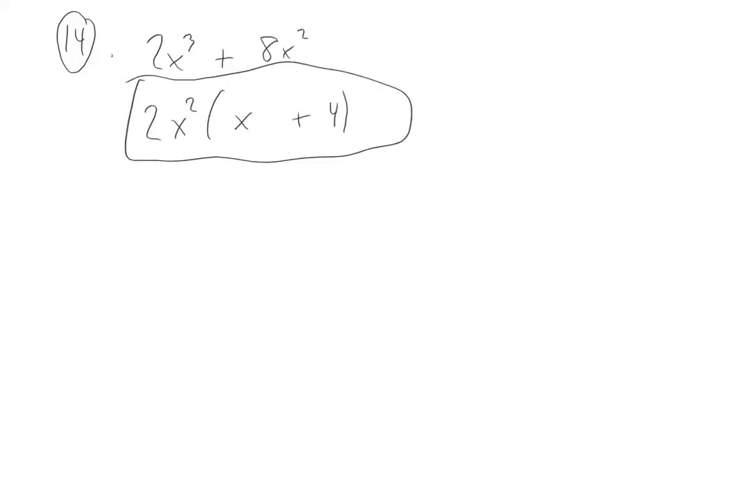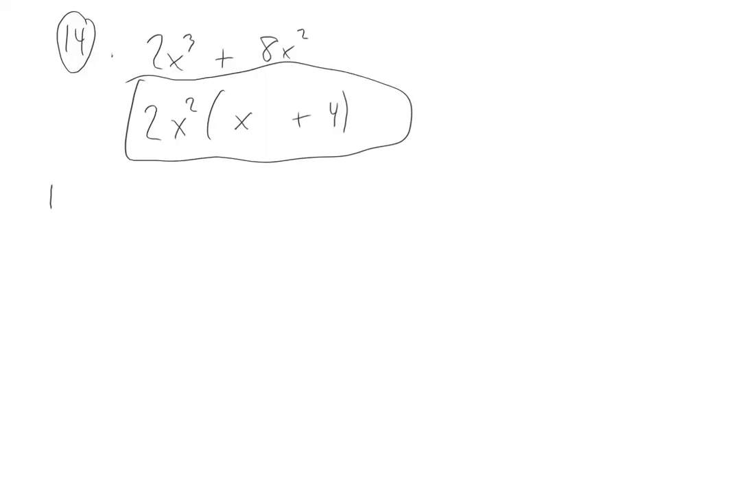2x cubed plus 8x squared. Factor out the greatest common factor. So a 2 can come out of both of those, and also x to the power of 2 can come out of both of them as well. Now what times 2x squared would leave you with 2x cubed? It would be an x. And then what times 2x squared would make 8x squared? It would be 4, right? So you're basically backwards multiplying it when you're factoring it. So 4 times 2x squared leaves you with 8x squared, so that's what you would do. So that's the answer. That wasn't too bad.